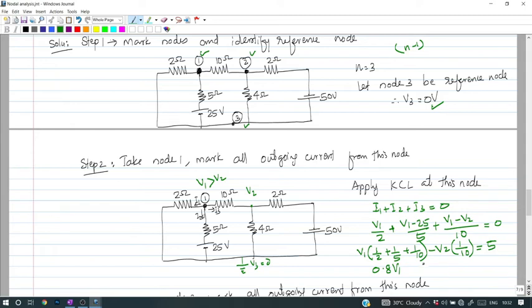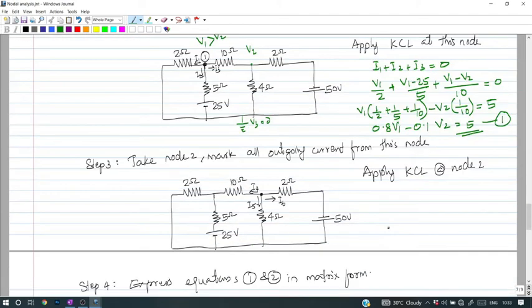0.8 V1 minus 0.1 V2 is equal to 5. Let this be equation number 1. Now we can take node 2. Take node 2, mark all currents as outgoing from this node. Why? Because under this case we are assuming that V2 is greater than V1. So this is node 2.